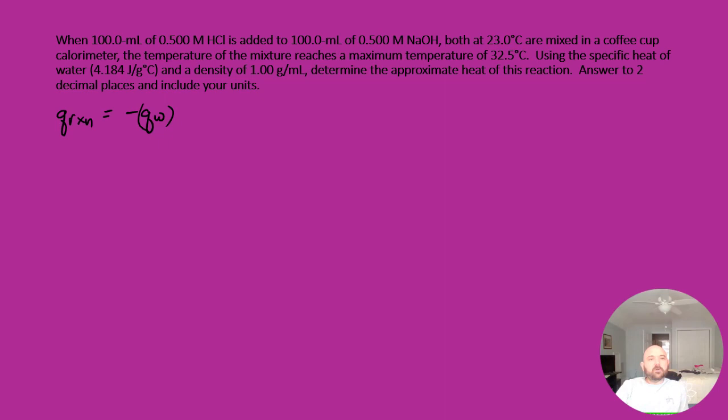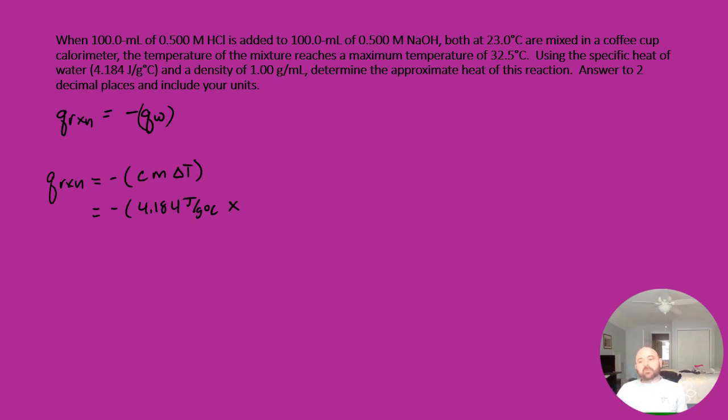In this case, most of these questions are just going to ask us to find the Q of the reaction and not give us the heat. So we can just write that the Q of the reaction is equal to the negative Q of the water. But we've got a little bit of investigation to do to figure out how we calculate that Q of the water. We know that Q of the water is C times M times delta T. So the Q of the reaction is equal to negative 4.184 joules per gram degree Celsius times the mass.